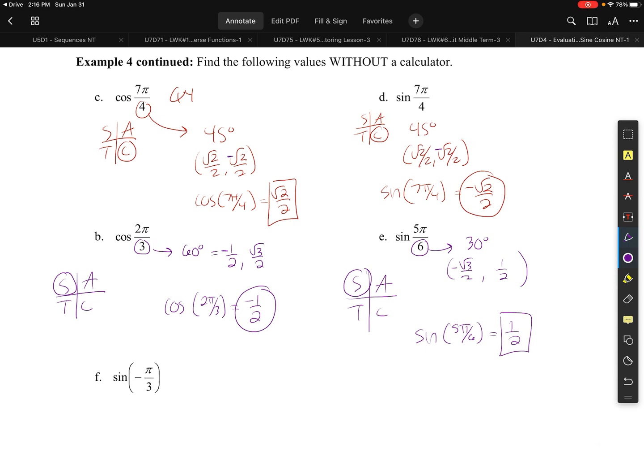And I have the unit circle in front of me. Unit circle is essential to succeeding in this class. All right, divide by 3, 60 degrees. So again, I have that point 1/2, rad 3 over 2. All right, ASTC. What quadrant? Fourth quadrant. Y is negative. All right, so sine of negative pi over 3 equals negative rad 3 over 2.